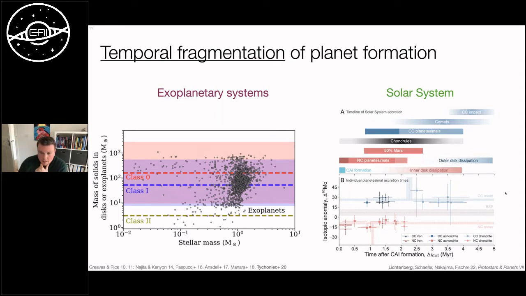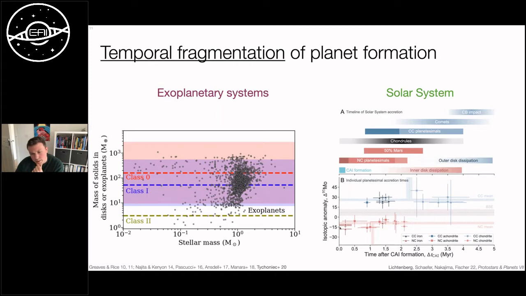This is shown here on the right-hand side. Let's focus on this B part of the diagram here. The x-axis shows time after CAI formation, where CAIs are the oldest known solids in the solar system. This is in millions of years after their formation, which is typically taken as the time of solar system formation. And for the argument I want to make, only the x-axis here is important.